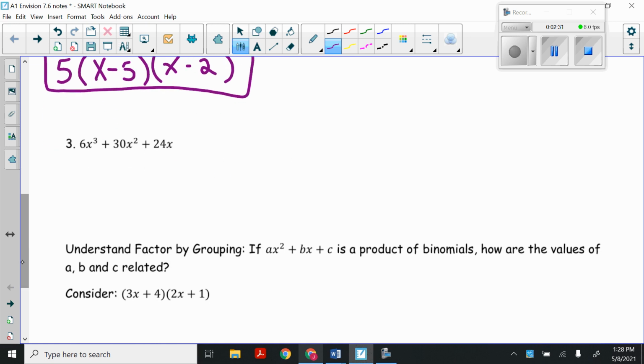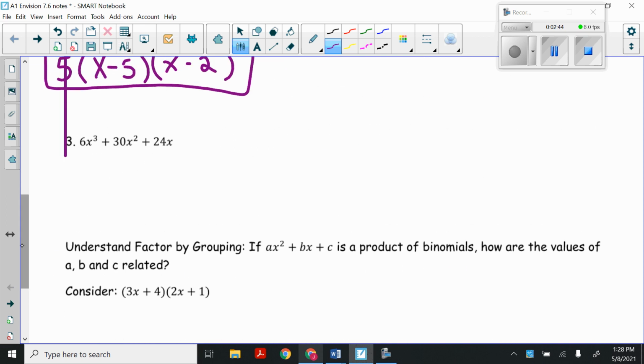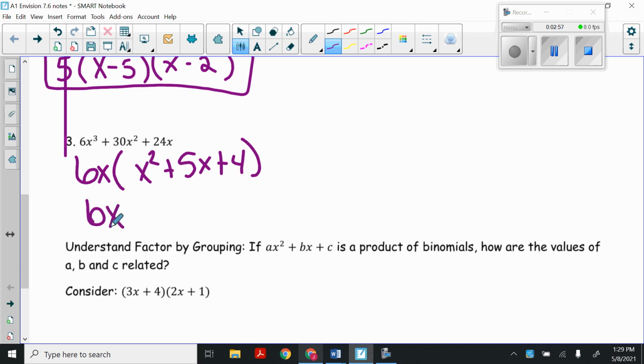So number 3, I have 6x cubed plus 30x squared plus 24x. Again, check for GCF. So I notice that everything has a 6 in common, as well as an x. So factor out a 6x, and then I'm left with x squared plus 5x plus 4. Again, now I see that I can factor that easily. So the 6x, 2 sets of parentheses. What can I multiply together to get a positive 4, but add together to get a positive 5? That's going to be x plus 4 and x plus 1.